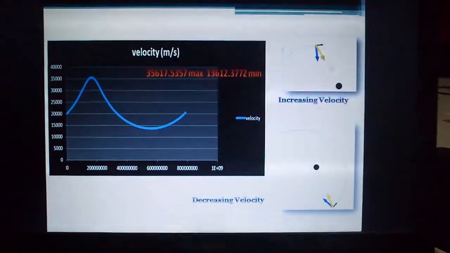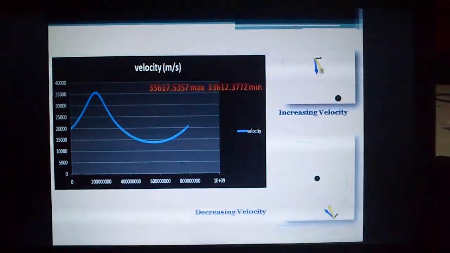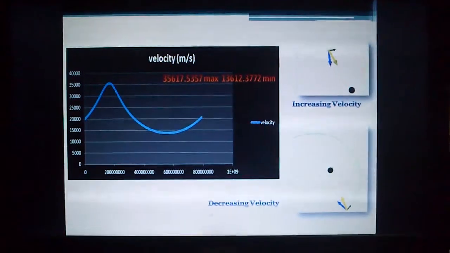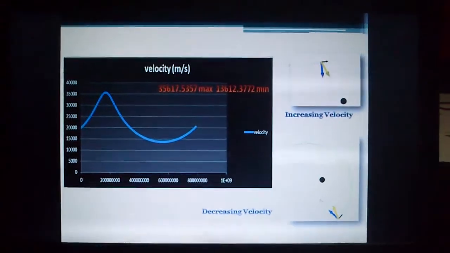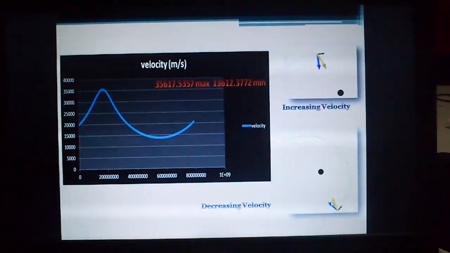In this part of the picture, we have an increasing velocity because the F net force is in the direction of the movement. And here we have a decreasing velocity because the net force is opposite the movement of the star.